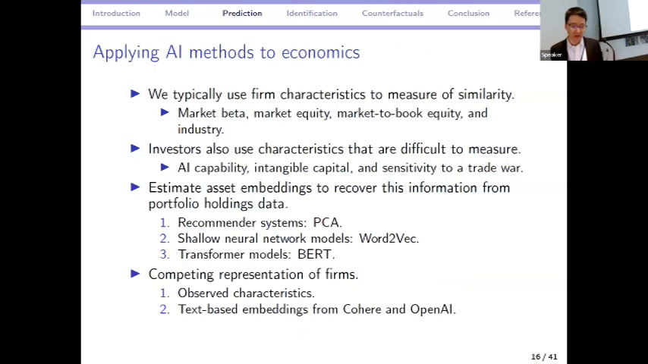So that's an example of where you need a proper microfoundation and proper estimator to get the correct answer. Now, let me move on to the prediction part of the talk.